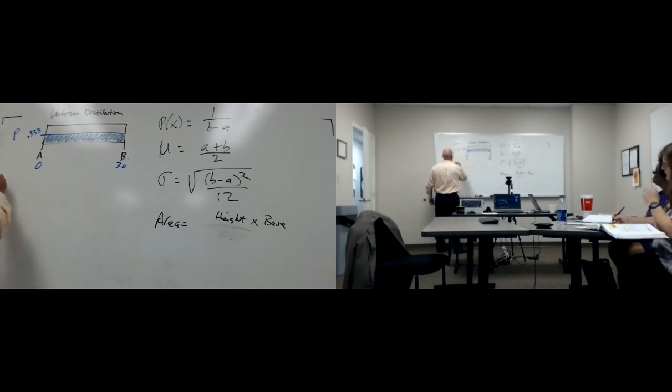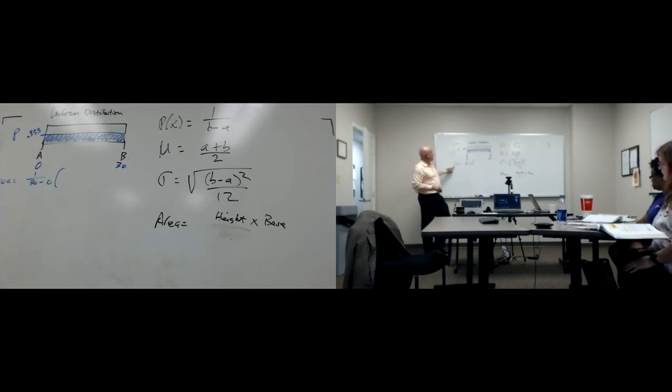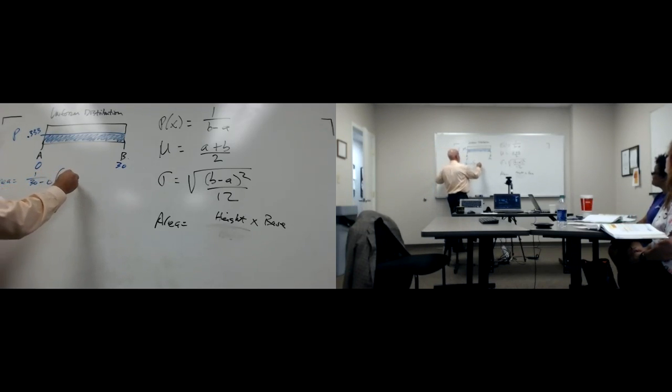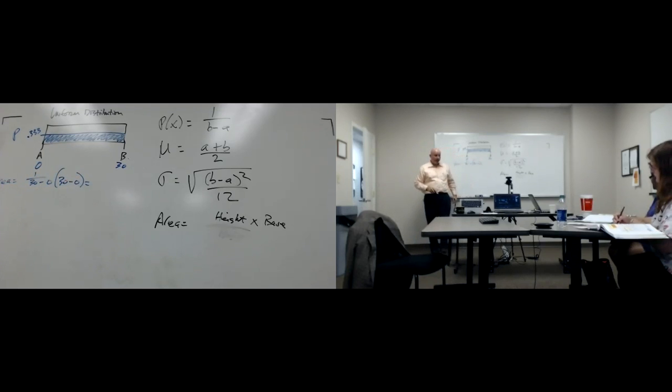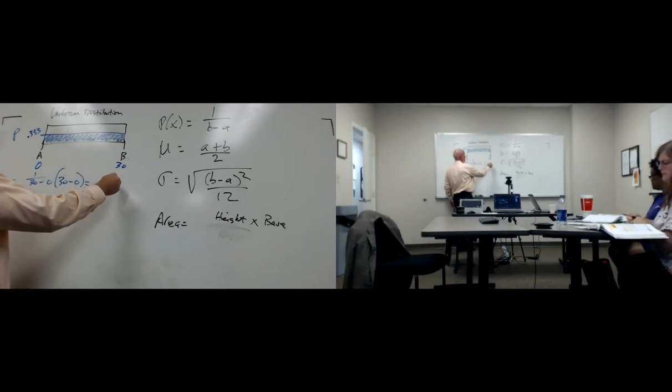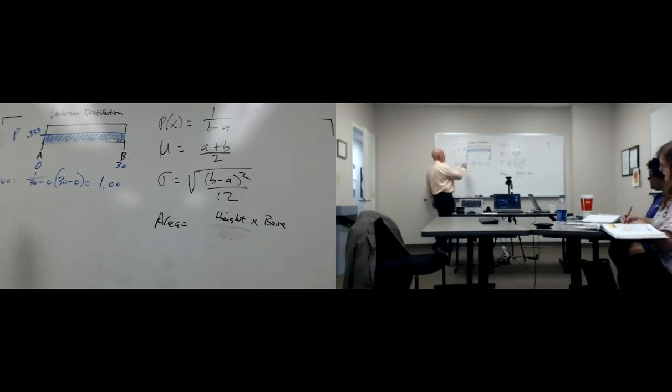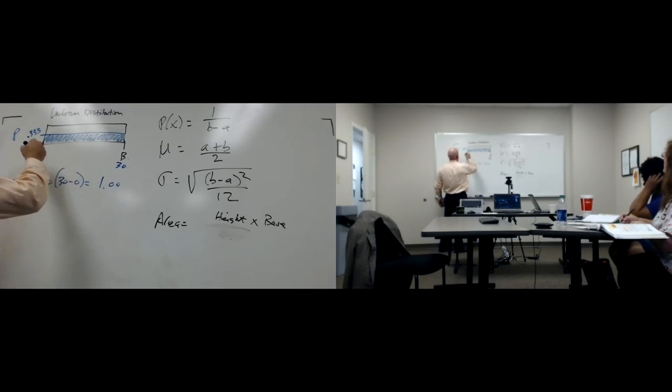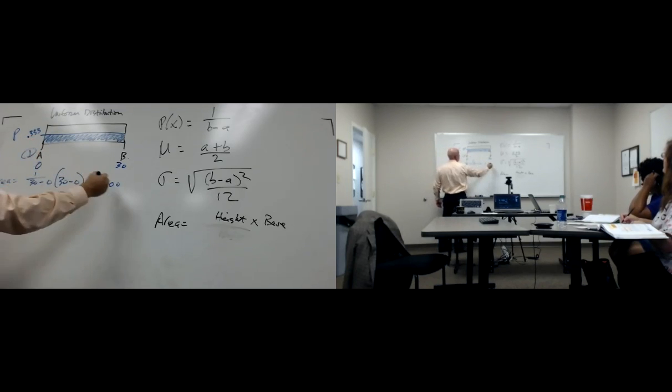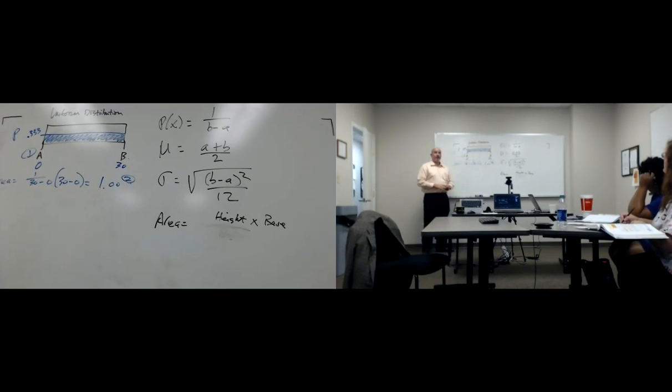So the area, 1 divided by what? 30 minus 0, multiplied by 30 minus 0. Just follow the example in the book. All right, so this was problem 1. Here we're at 2.